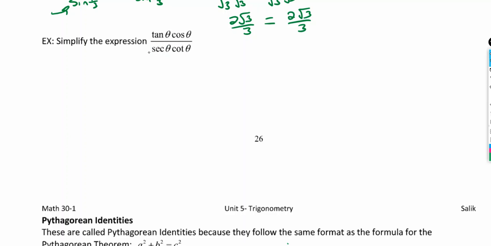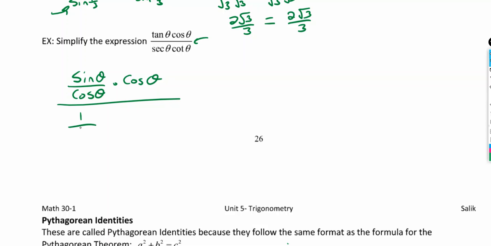So to begin with, tan theta, that's the same thing as sine theta over cos theta, and then times cos theta. And then that was all over, I'm just drawing that line now. And then secant theta is the same thing as 1 over cos theta times, and then cotan theta was cos theta over sine theta.